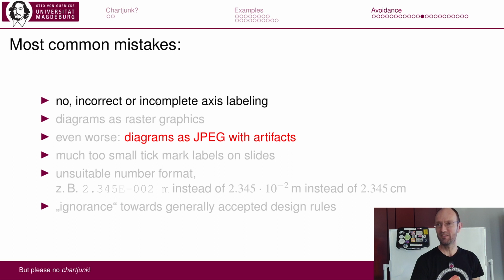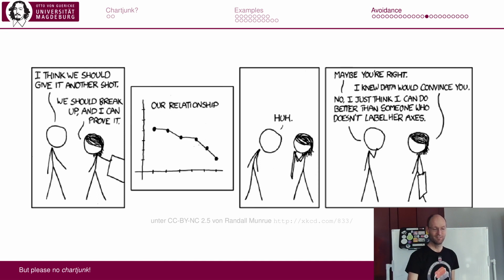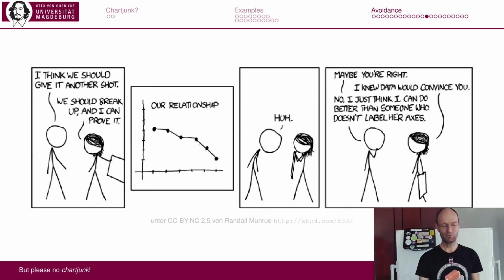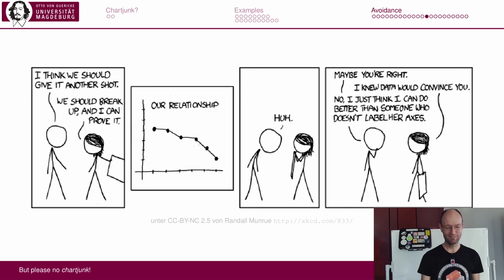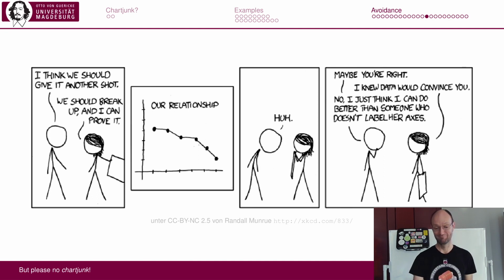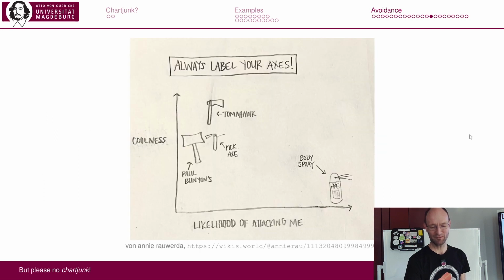Incorrect, incomplete axis labeling is also some kind of common mistake that we have seen before. There's also a nice XKCD comic about this. So the man says to the girlfriend, maybe you should give it another shot. And she says, no, our relationship is finished. We should break up. And I can prove it to you. And then she shows this diagram. And the man says, ooh, maybe you're right. And she said, I know, you are an engineer, you are a scientist, I know data can convince you. And then he says, no, I think that I can do better than someone who doesn't label her axis. So always label your axis.